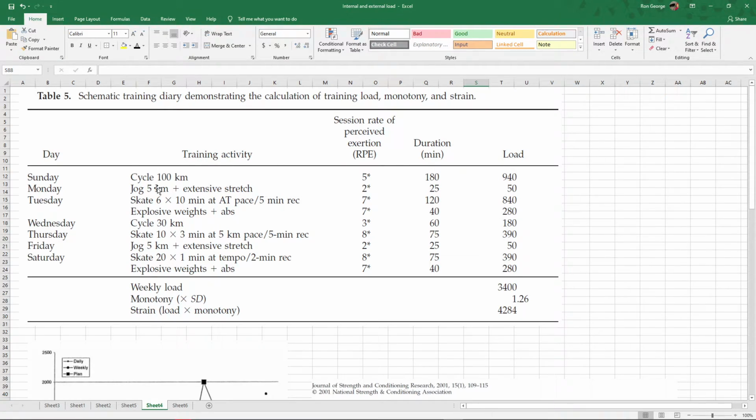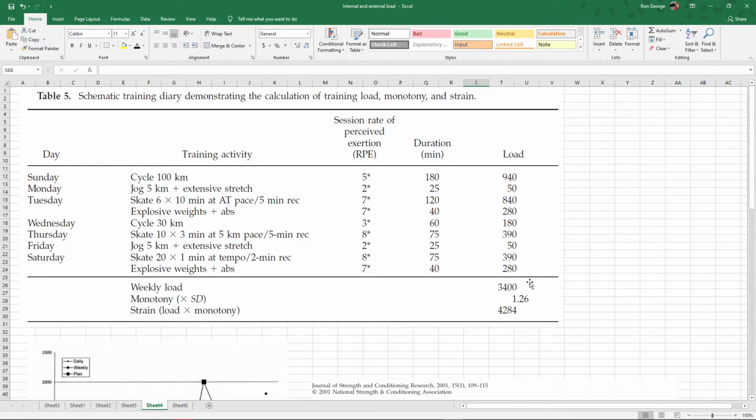The next day they did a 5-kilometer jog and an extensive stretch. That was very, very easy, and it was a 25-minute workout. And so the consequent load was about 50. And then they did a number of other activities, skating and cycling and explosive weights and so on. In the end, you have a number of training loads. You have to summate all the training loads to get your weekly load.